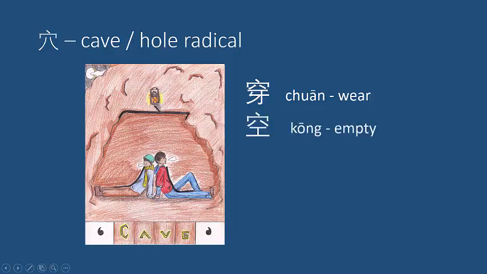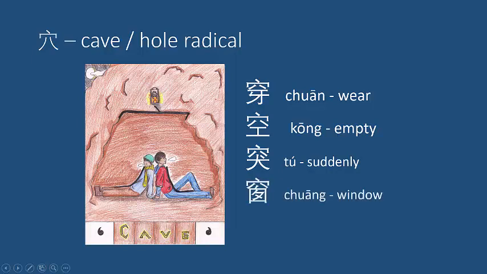We also see it in the character of kong, empty, tu, suddenly, which has a dog radical springing out of a cave, or chuang, window, a cave in your house.